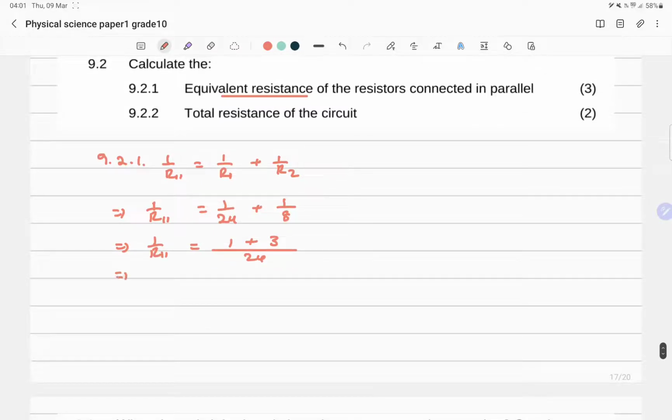Now, we continue. 1 over R parallel is now 4 over 24. Therefore, we just flip this. If this is on the denominator, R parallel over 1 is going to be equal to 24 over 4. You just flip it. It's allowed to do it like that, or you can cross multiply and then divide. It's up to you. Sometimes there are shorthand techniques that assist you in doing things easily. So 24 divided by 4 is 6 ohms.